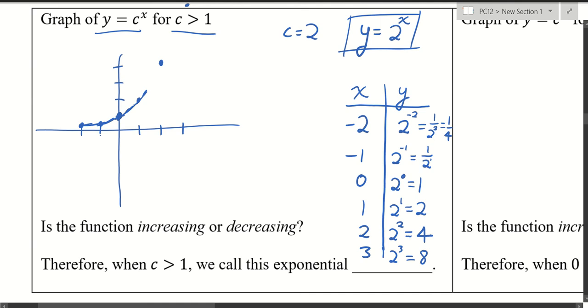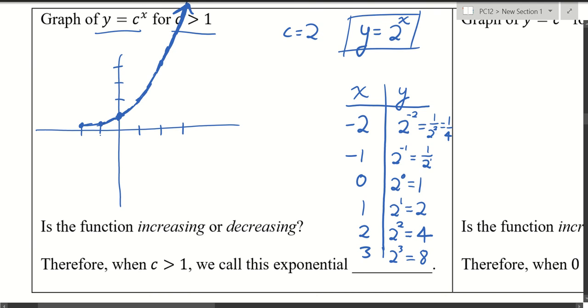Exponential functions will always give us nice, smooth, continuous curves. It will look something like this. And we can notice that it's actually growing quite fast, and it will continue to do that forever.